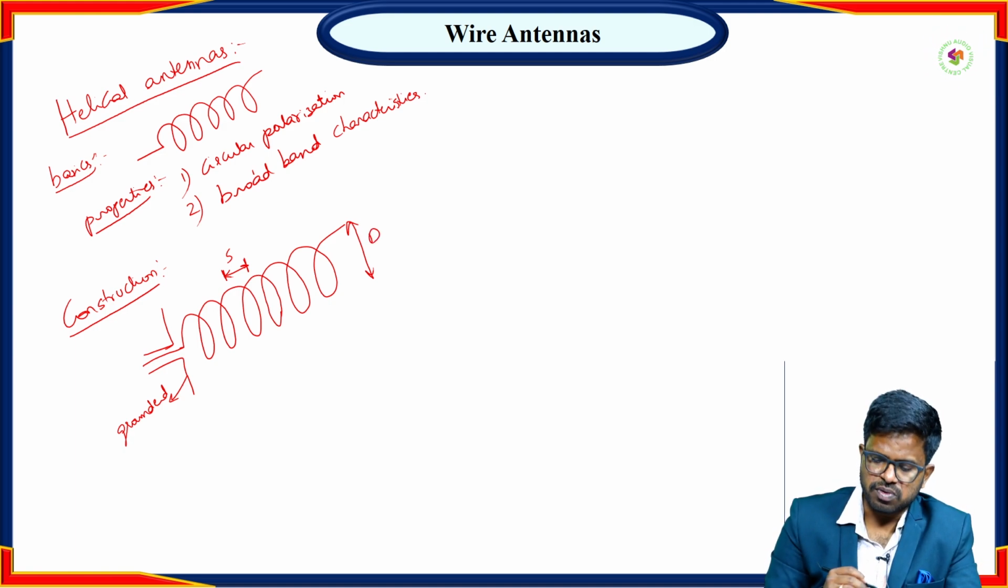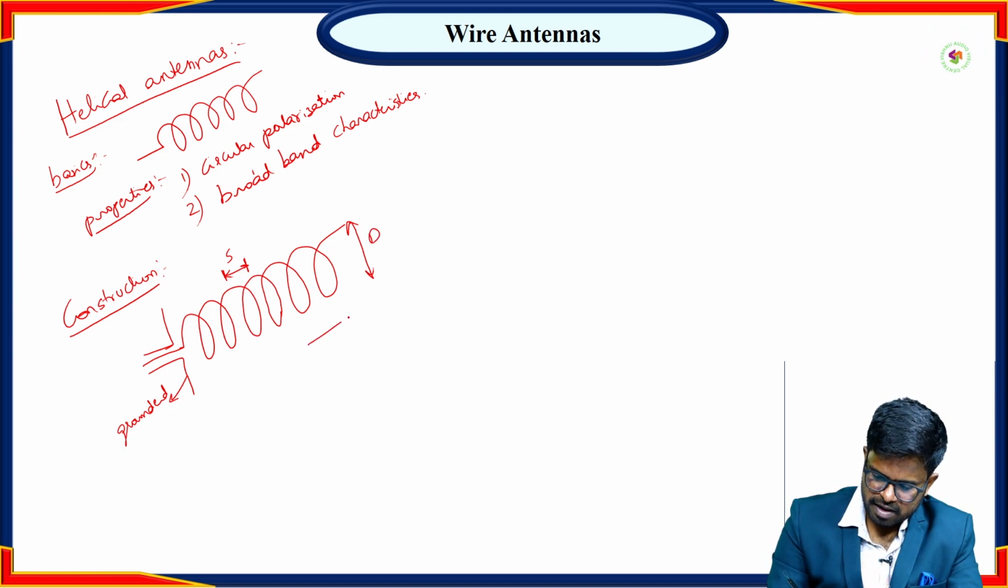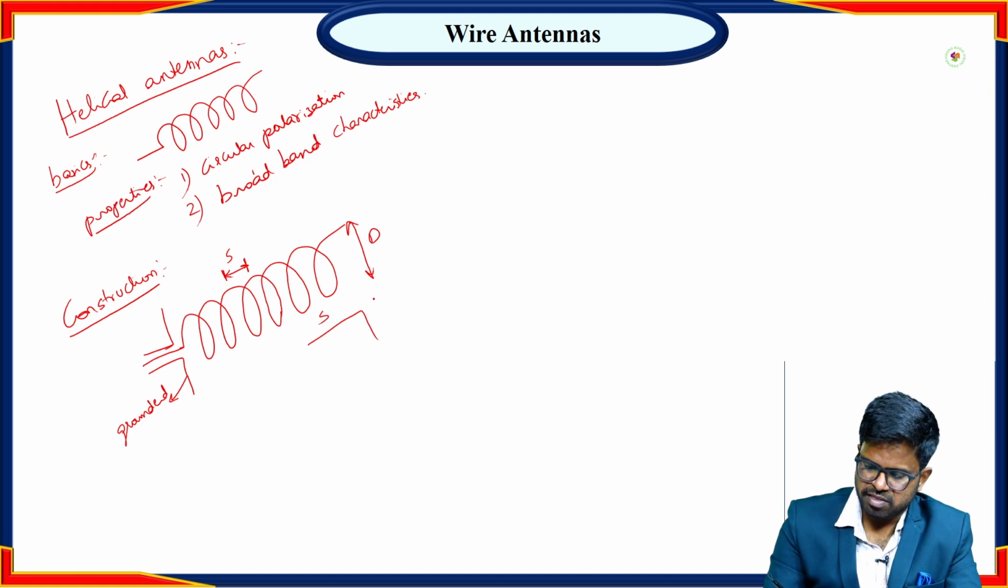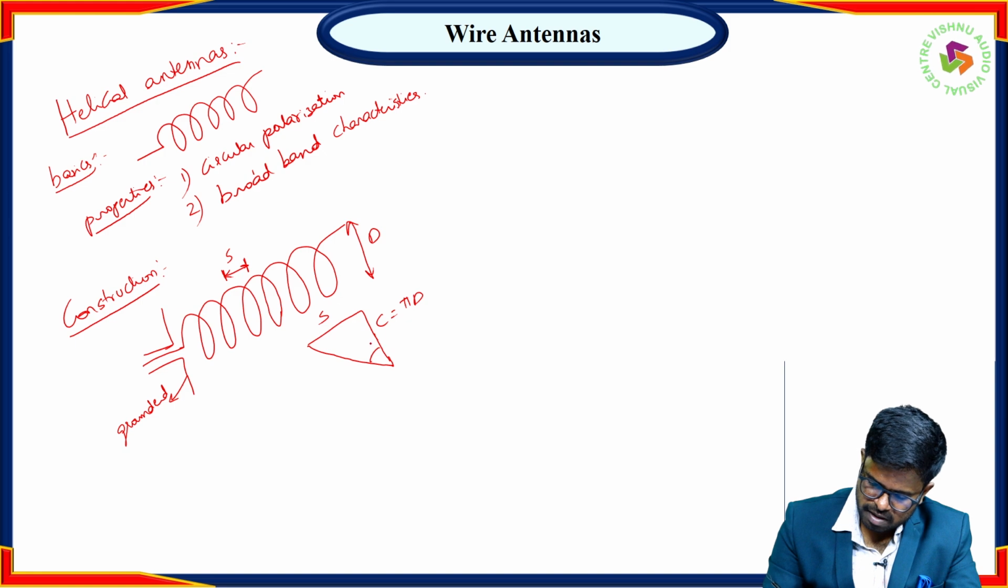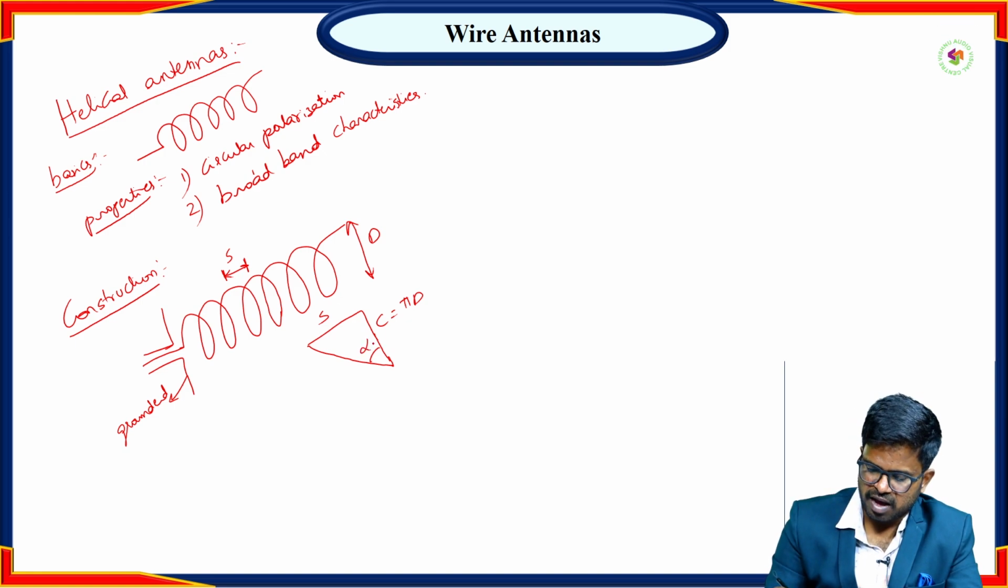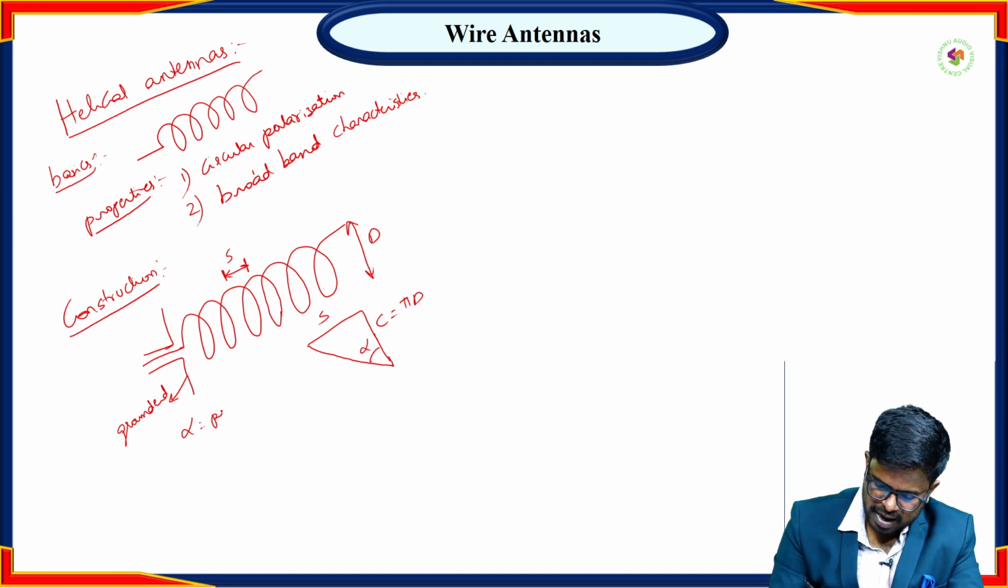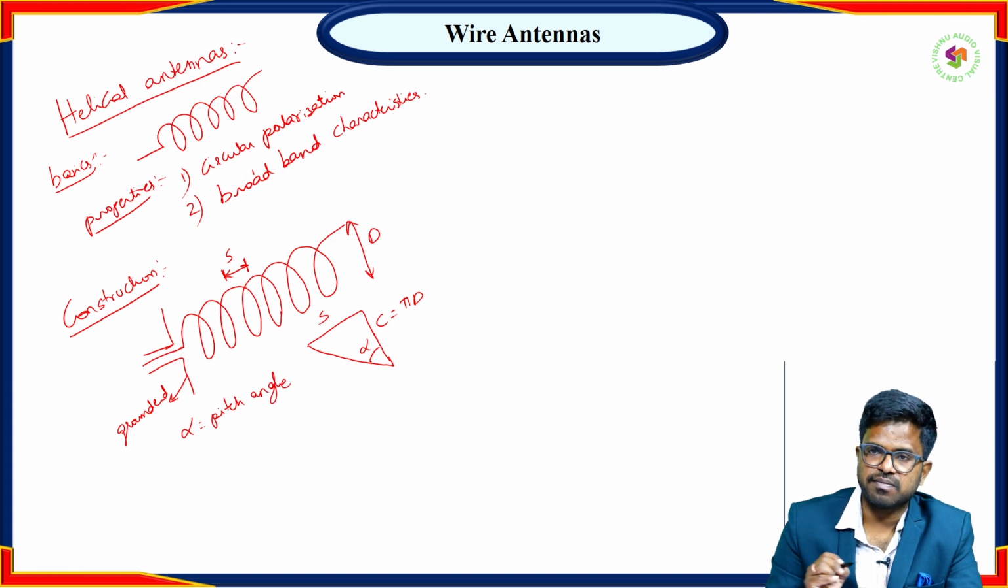From these two we can make a triangle, here S, and here the D is there, so we need to take the circumference. Circumference equals 2 pi r actually, but here we have the diameter, so we can directly take pi d. Then from this we can design a triangle. This angle is alpha. Alpha is the pitch angle.